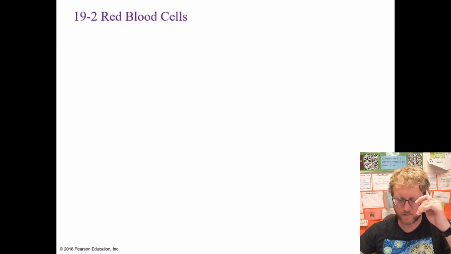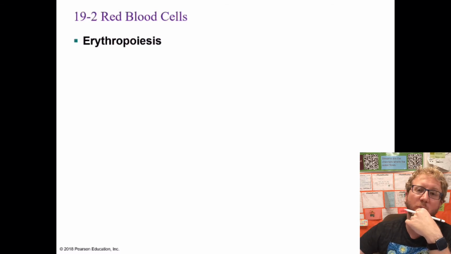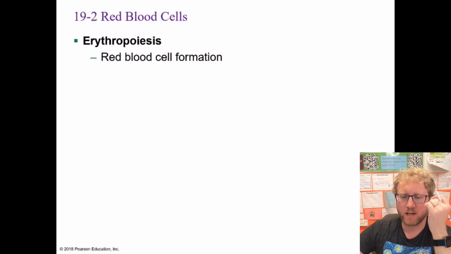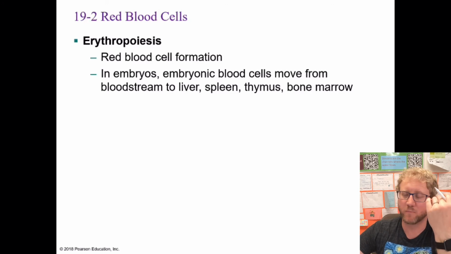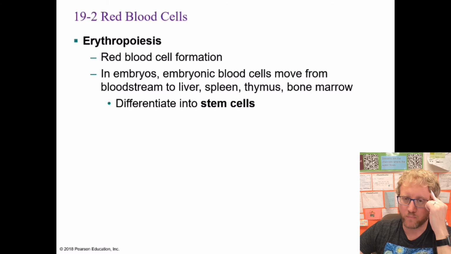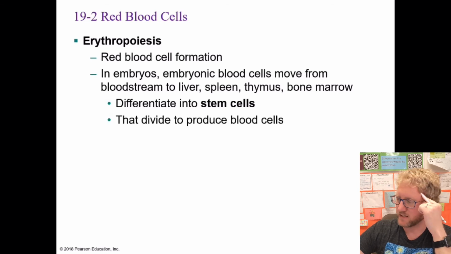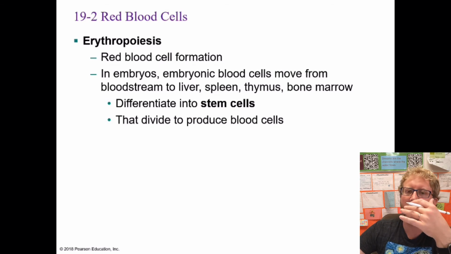Let's talk about red blood cells a little bit more. Erythropoiesis is the actual formation of red blood cells. In embryos, embryonic blood cells move from the bloodstream to the liver, the spleen, the thymus, and the bone marrow. They differentiate into blood stem cells, basically, and then those stem cells will produce blood cells, depending on what type of stem cell they are. They turn into the particular blood cell.